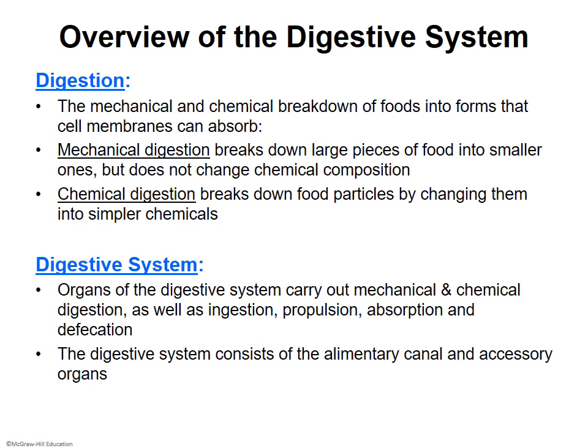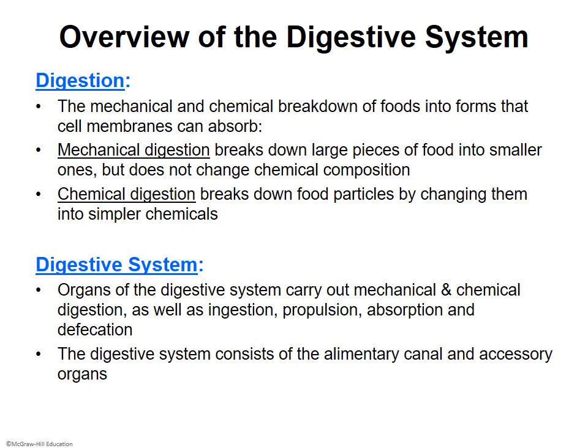So the digestive system is what's going to carry out both this mechanical and chemical digestion, but at the same point in time, it will also do the ingestion, which means that I'm going to eat it and it's going to bring it in. Propulsion, which is going to move it along. Absorption, which is where I'm going to take all of the good that I can out and pull it into my body. And then finally, defecation, which is getting rid of the byproducts.